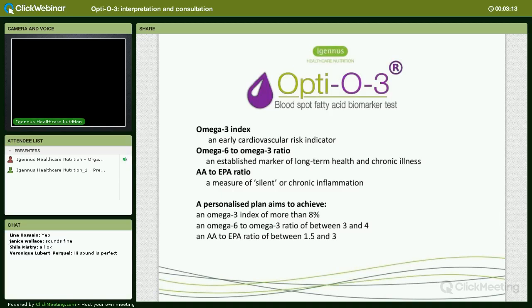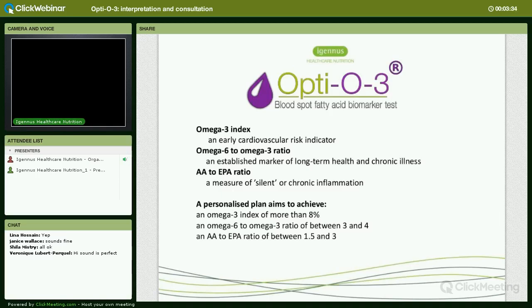The omega-3 index is a validated biomarker of cardiovascular risk, if you like. The omega-6 to omega-3 ratio, many practitioners are familiar with this ratio, and it's a well-established marker of long-term health, and also of chronic illness.